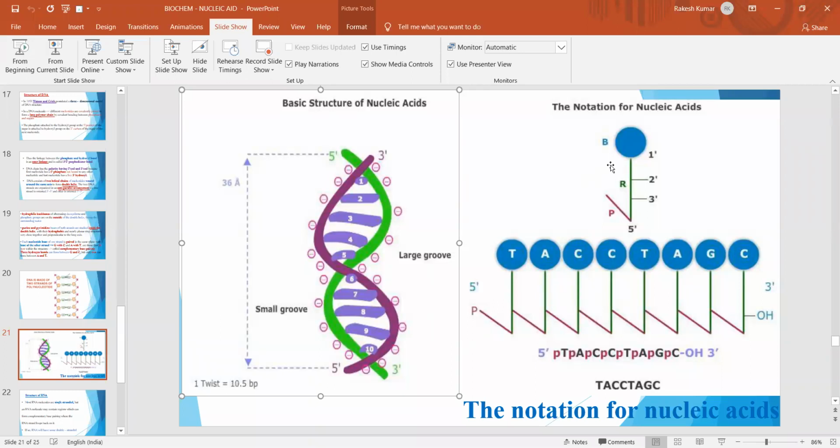That is, here you can see the nitrogenous base is attached to C1 of the ribose or deoxyribose moiety, and to which a phosphate group is attached at C5, the 5 carbon. And here you can see that C1 of the sugar moiety is attached to different nitrogenous bases, that is thymine, adenine, cytosine, thymine, adenine, guanine, and cytosine, and all the sugars are attached to a phosphate group. And this is from 5 prime to 3 prime direction.